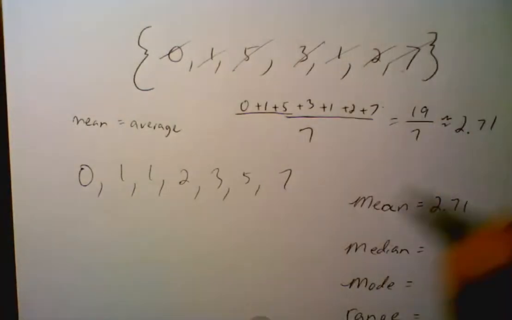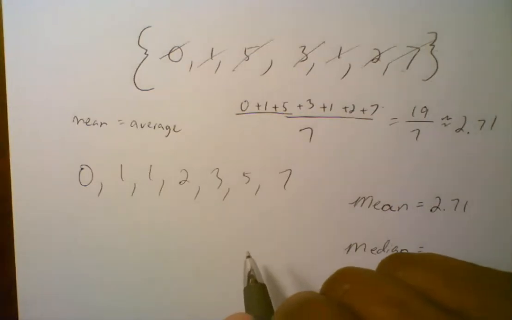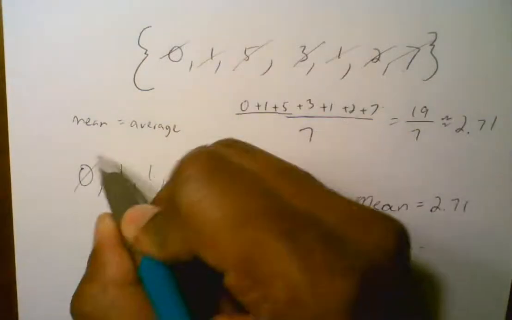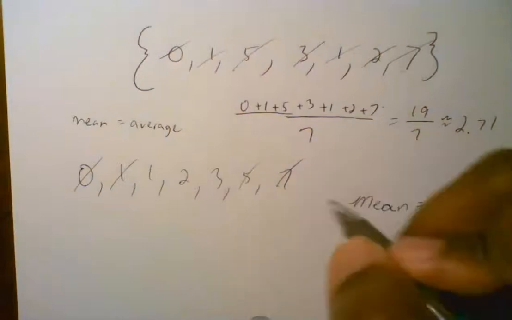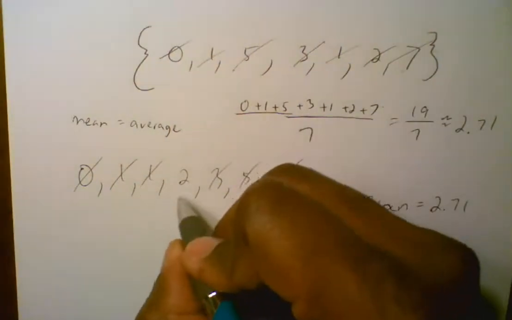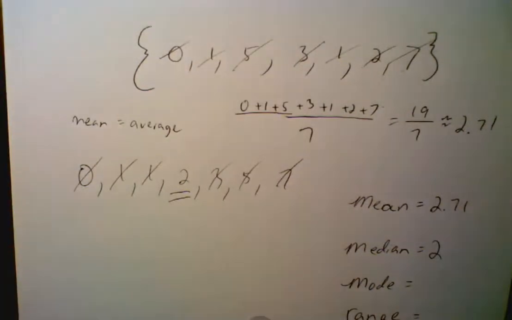So now that I have them in order from least to greatest, I want to find the number in the middle. And this is the easiest way to find a number in the middle. I would take the first number and the last number and strike them off. Then the next and the next to the last. And then the third one and the third from the last. And you should see a number in the middle. The number in the middle here is 2. So my median is 2.